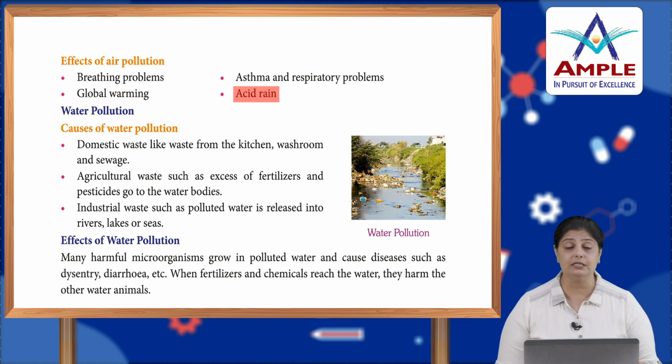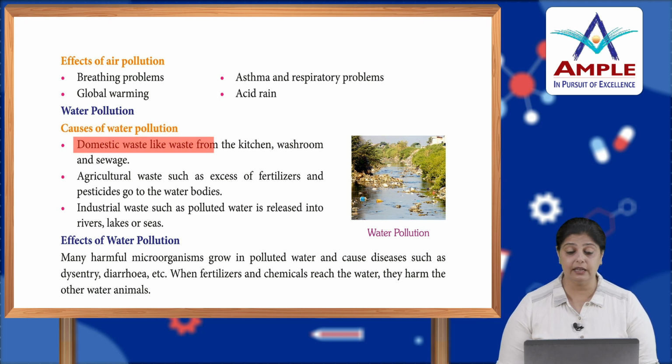There are acid rains because the natural process of rain is not happening. That's why acid rains are created. Okay? So, these are the effects of air pollution. Now, water pollution. What are the causes of water pollution?